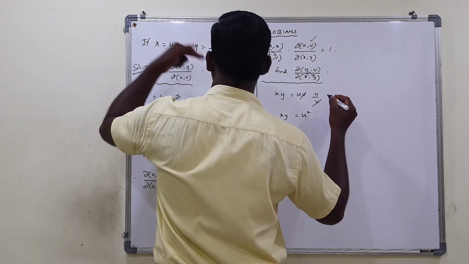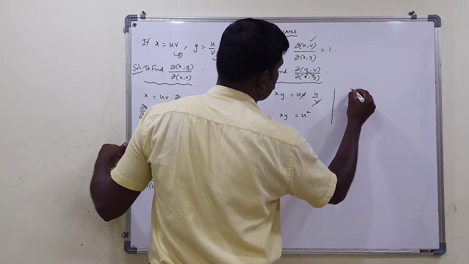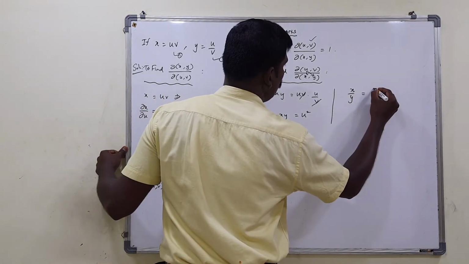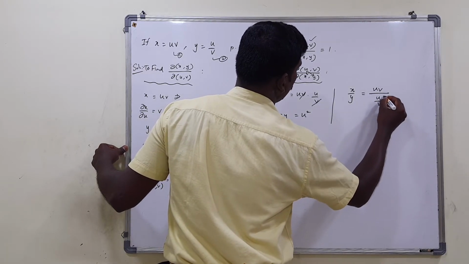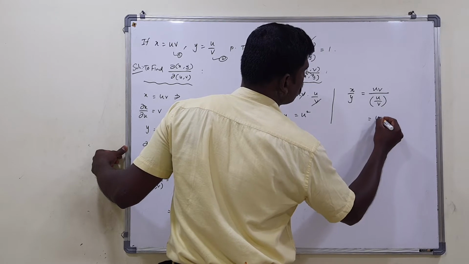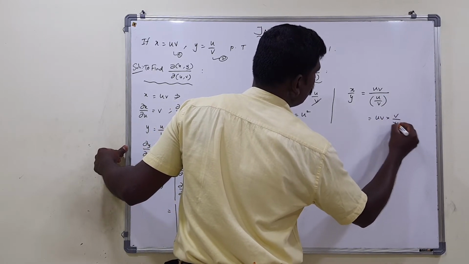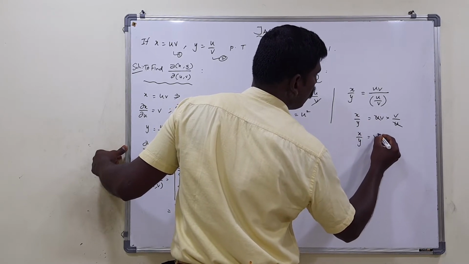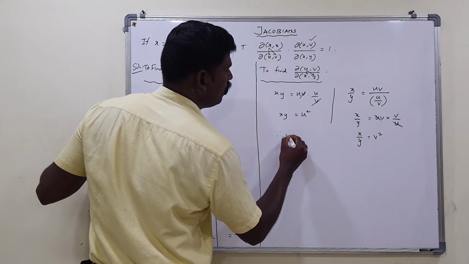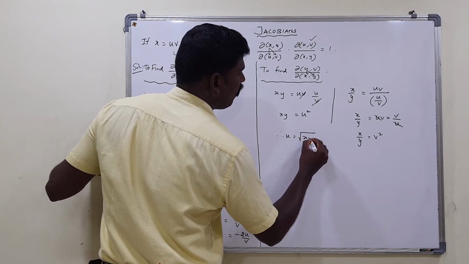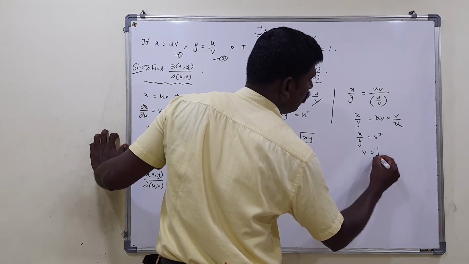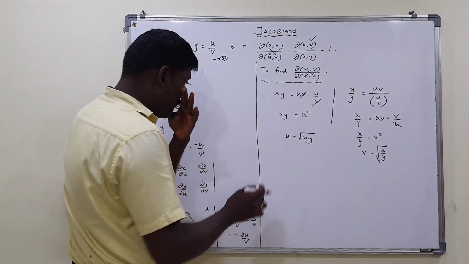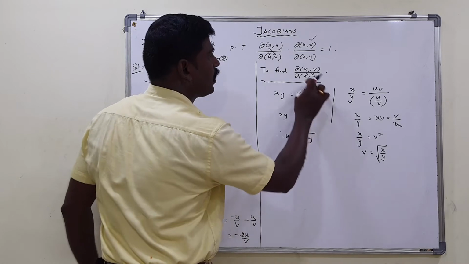Same like that, divide the two. What will you get? x by y equals 1 divided by 2, which becomes uv divided by u by v. This goes to the reciprocal multiplication, so uv into v by u. So u cancels out, right? So x by y equals v square. From that, u is equal to root of xy, and v is equal to root of x by y. That's all. Now we have u and v as functions of x and y.